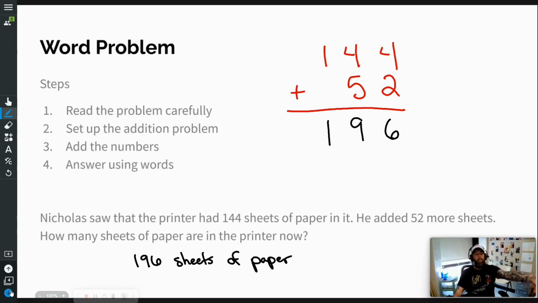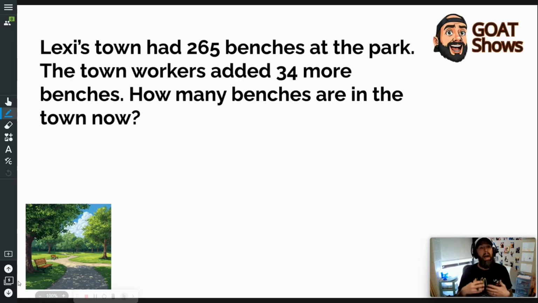We're going to deal with multiplying, all these other things as the year goes on for you in third grade.